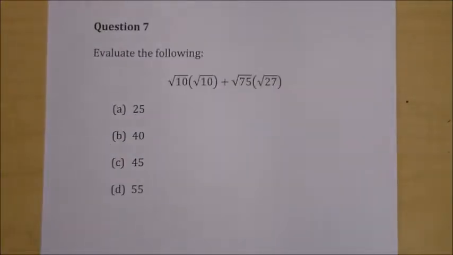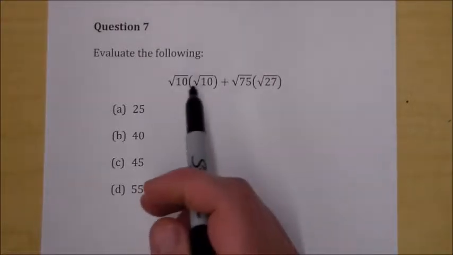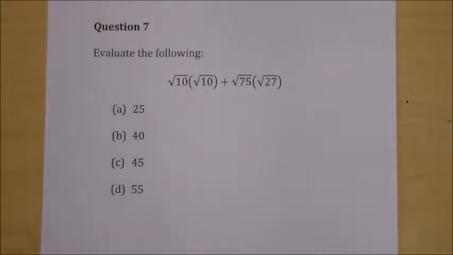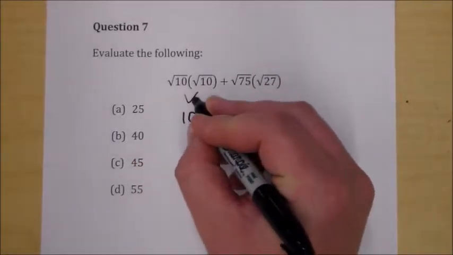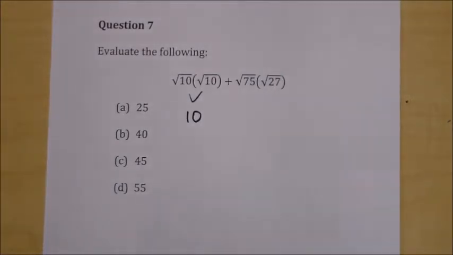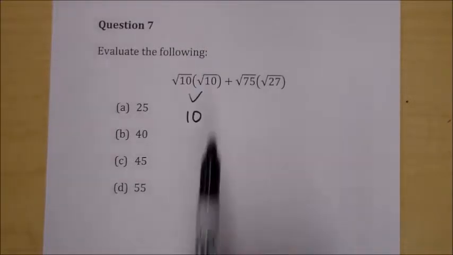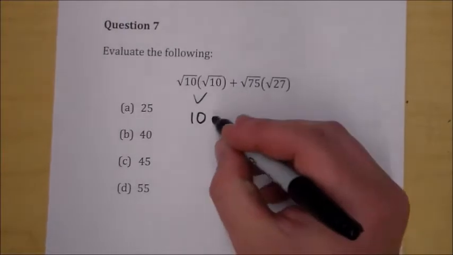Okay, next question, question 7. Evaluate the following. Square root of 10 times square root of 10 plus square root of 75 times the square root of 27. Okay, first, square root of 10 times square root of 10 is obviously just 10. You should like this question by now. When you see it, you should be like, oh, that's familiar. I know how to do that. Other people taking the same test will probably get it wrong, but I'm going to get it right. Square root of 10 times square root of 10 is 10.